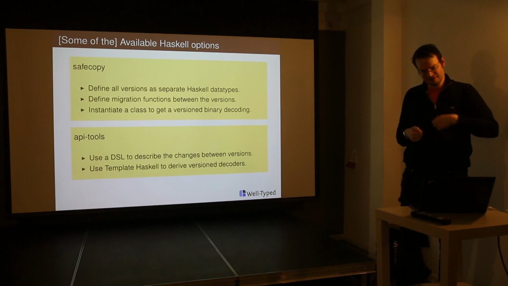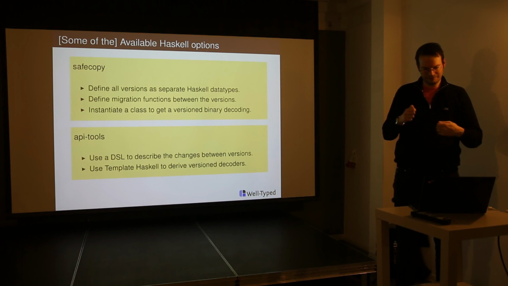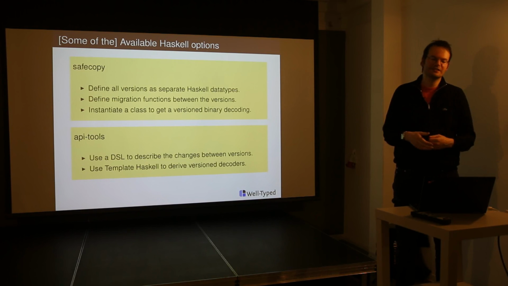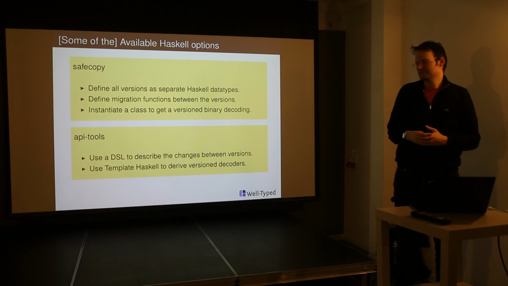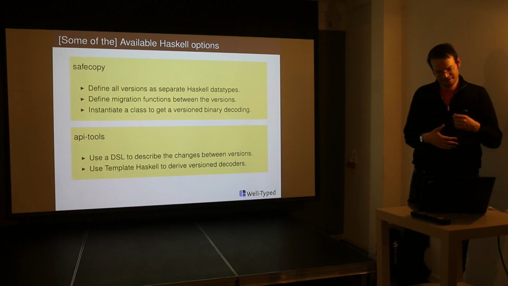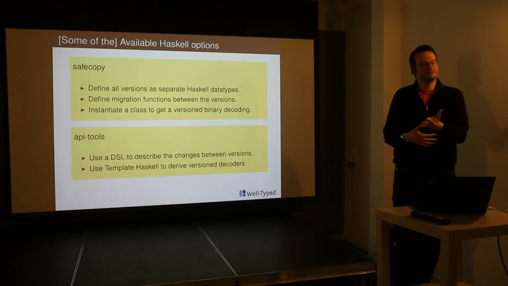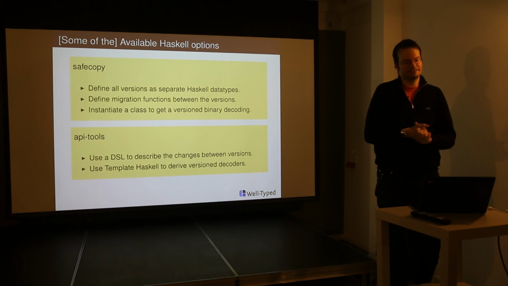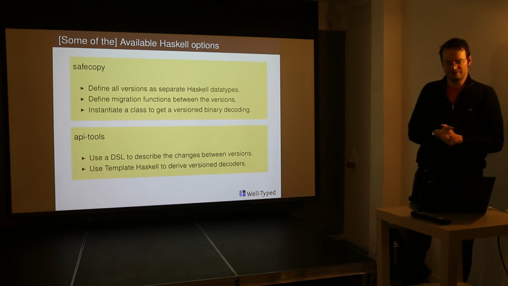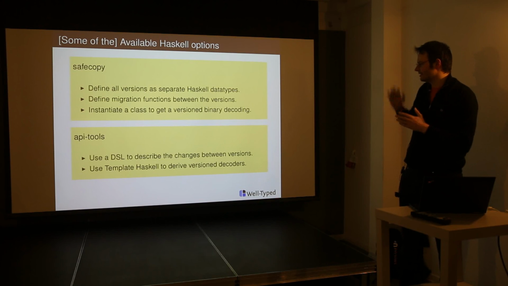You've basically given instances for binary encoding for each of the versions. You've given migration functions, and then safe copy gives you a version binary decoding function that can decode a version serialized value and automatically migrate it to the latest version within your application. So this is something that safe copy can do, and that's quite good.